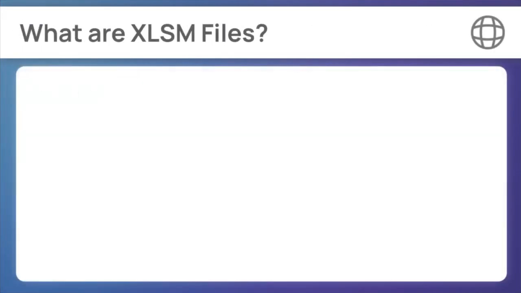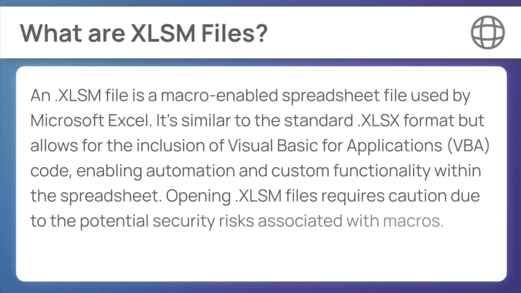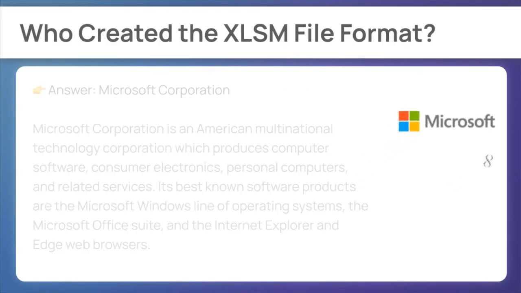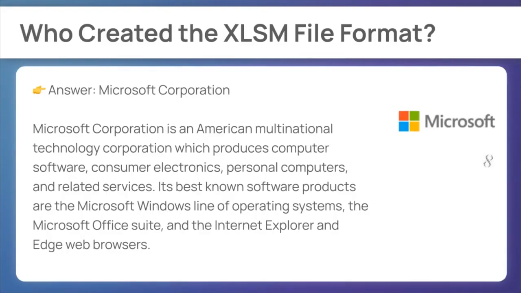An .xlsm file is a macro-enabled spreadsheet file used by Microsoft Excel. It's similar to the standard XLSX format, but allows for the inclusion of Visual Basic for Applications, VBA code, enabling automation and custom functionality within the spreadsheet. Opening XLSM files requires caution due to the potential security risks associated with macros.